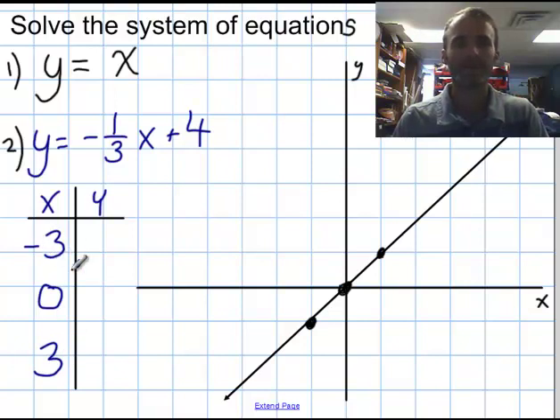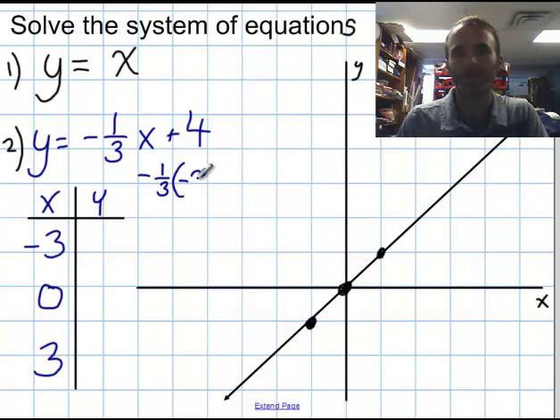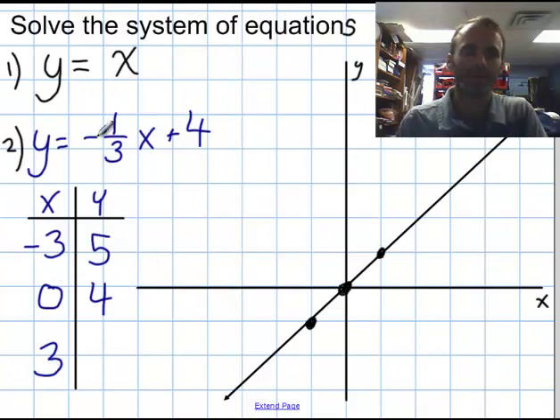Now I chose a -3 because you'll see it causes the y to work out evenly. So when I plug in a -3 here, well, -1/3 times a -3 is equal to a +1. So 1 plus 4 is 5. Now if I have 0, that would cause this whole thing to be 0. 0 plus 4 is 4. Let's do this one mentally. -1/3 times 3 is -1. -1 plus 4 is +3.